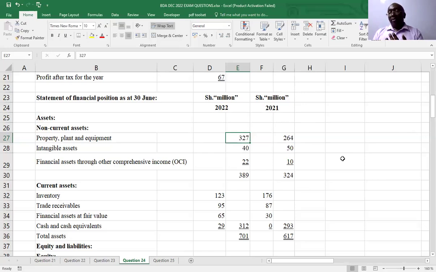One, you have disposed, which reduces. Number 2, there is depreciation. Then number 3, you have acquired, that's an increase. And number 4, there is a revaluation. So those things should be in your mind, that they affect the PPE: the disposal, depreciation, acquisition, and revaluation. So the difference between these 327 and 264, we need to find out exactly what brought it about.